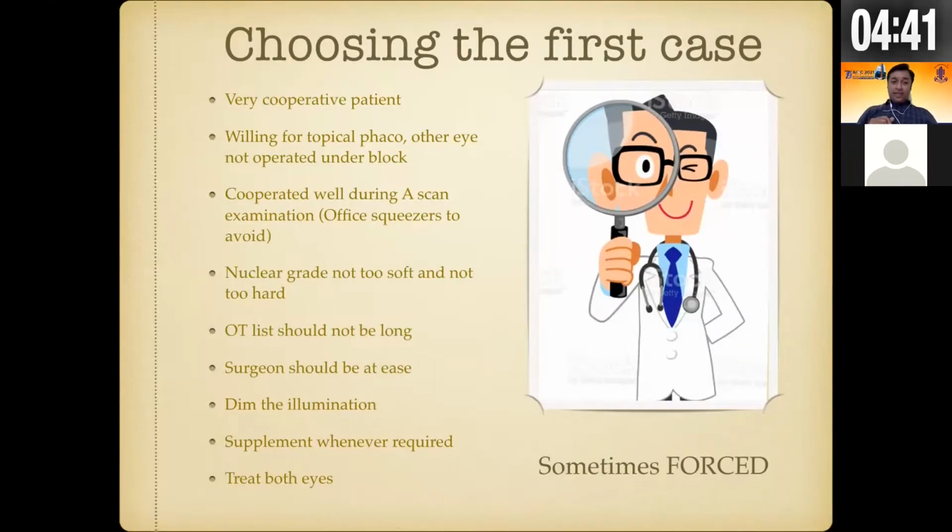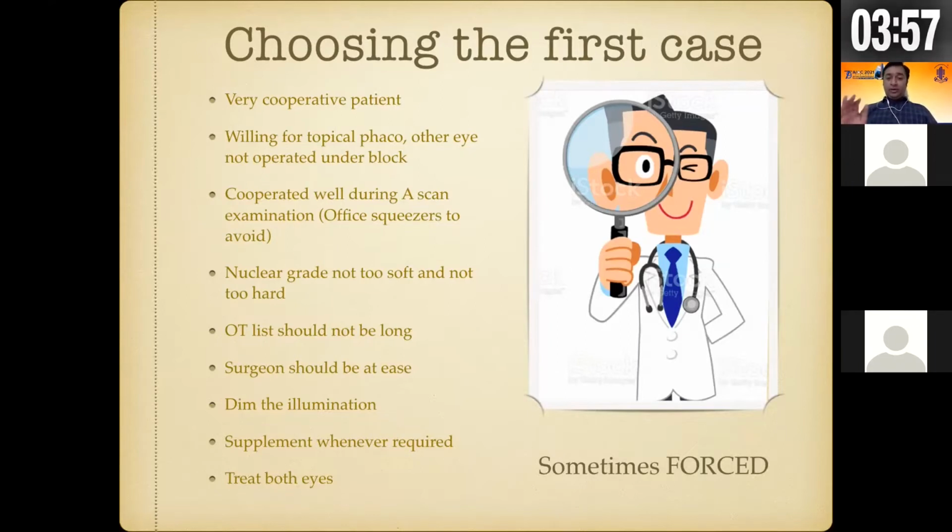Then the first case, as Mohit boss has already told us, the patient should be very cooperative. He should be willing to go on topical anesthesia. The other eye should not have been operated under block, because if the other eye has been operated under block, he will be comparing the pain sensitivity with the eye operated under block, and definitely initially you will have problems with that. The patient should not be a squeezer, as Dr. Mohit has already told us. The nuclear grade should be not too soft, not too hard. The surgical time should not be long. The surgeon should be at ease. If the surgical time is very long, the surgeon is already under pressure. So you should be at ease.